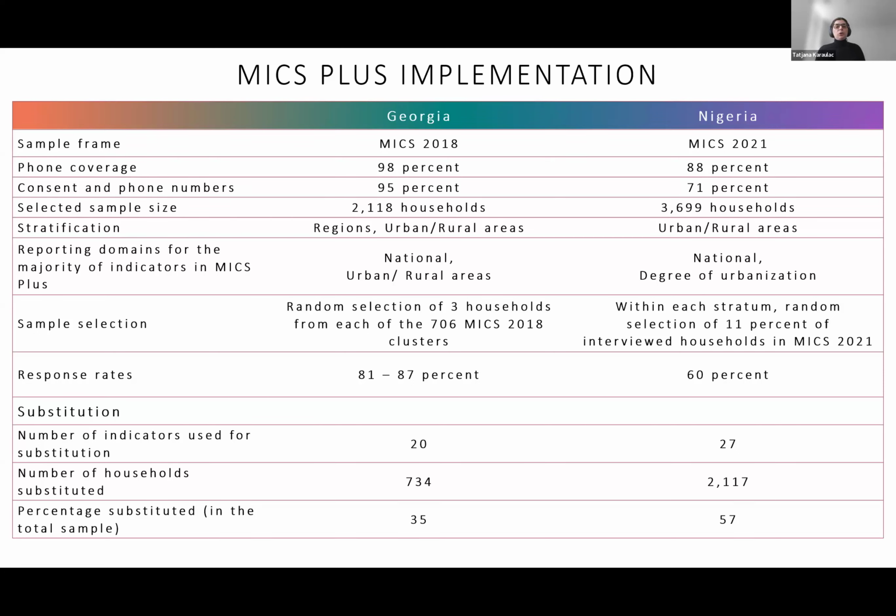So MICS in Georgia was conducted in 2018. It was a sample frame of around 30,000 households.